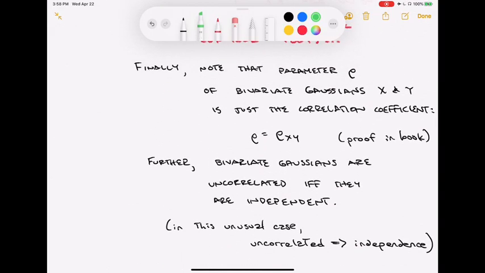A few final comments. You can read about this in the book. That parameter rho of the bivariate Gaussians x and y is just the correlation coefficient. So rho does equal that correlation coefficient, rho_xy. The proof is in the book. You can take a look at that. It's really not a surprise. We can actually see good evidence of that in the contour plots that I showed.